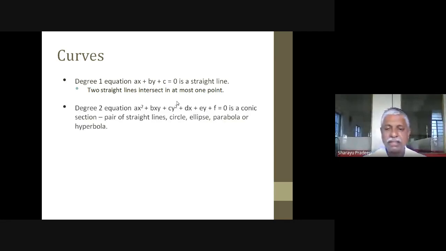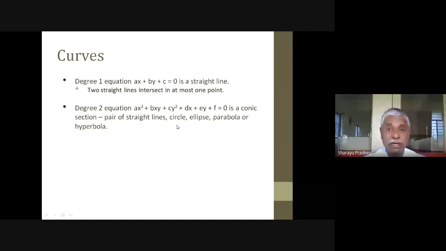Now take degree 2, which we study in class 11-12, a conic section. A general term looks like this: ax square plus bxy plus cy square plus dx plus ey plus f. You see, the degree of each term is at most 2. This is a degree 2 term, x square. This is degree 2, x power 1, y power 1. This is y power 2, y square, a degree 2 term. This is x power 1, y power 0, so degree 1. This is also degree 1, this is degree 0, but together it is a degree 2 equation.